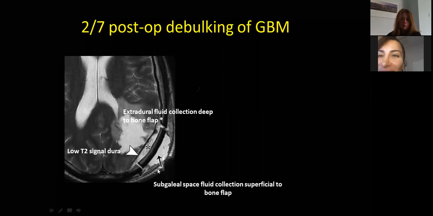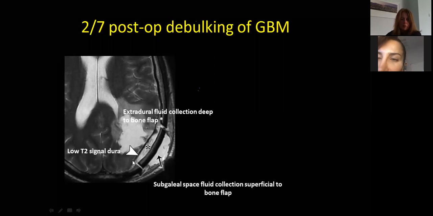subcutaneous layer here of fat, which is bright on T2. Then you have the aponeurotic layer. So that's your SCA. And then, so this is subgaleal. This fluid is subgaleal and it's superficial.